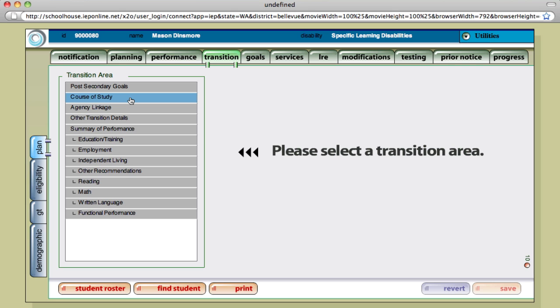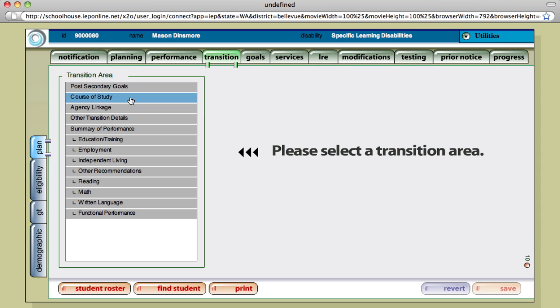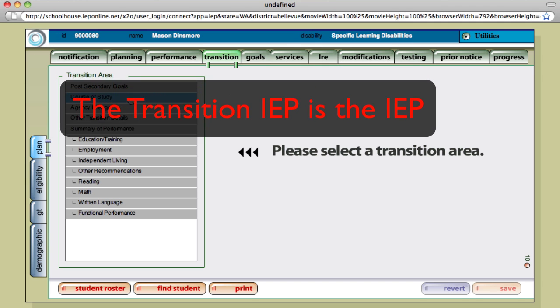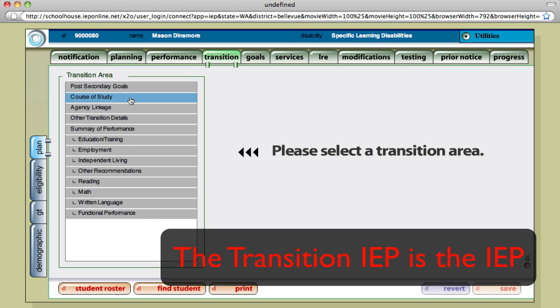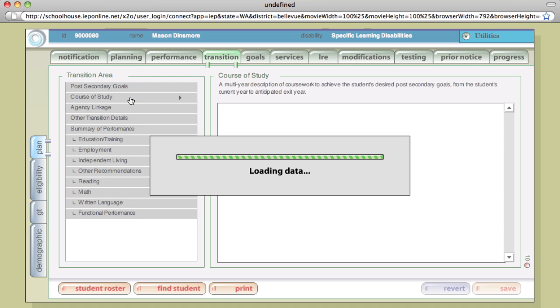You should realize by now that the primary function of the transition IEP is to meet the post-secondary goals. The post-secondary goals drive the IEP. In essence, then, the transition IEP is not simply an add-on to the IEP, it is the IEP. Once again, we are open to Mason's IEP on IEP Online. Here is the tab that opens the course of study input screen.